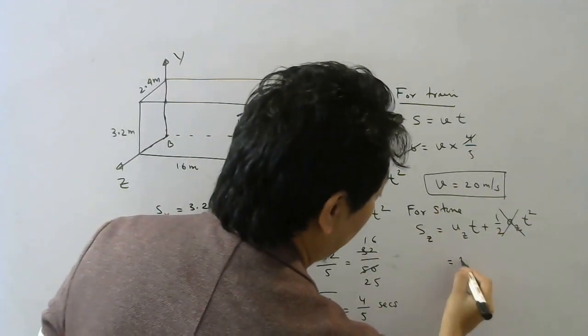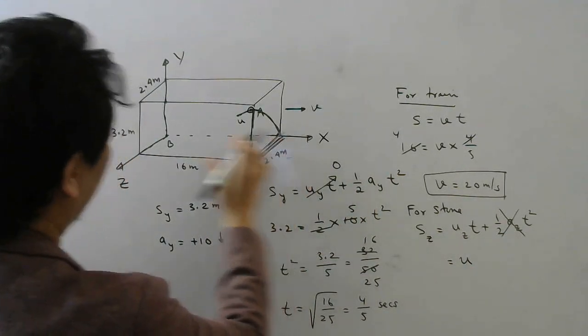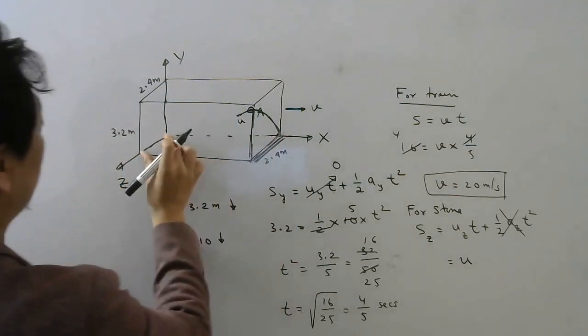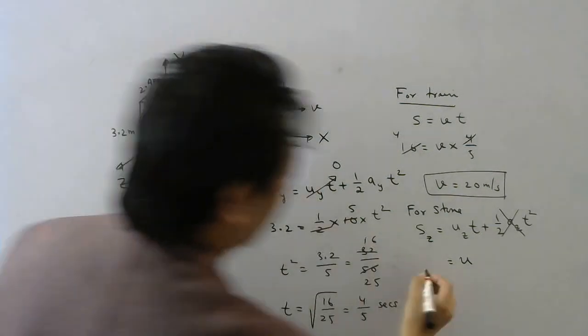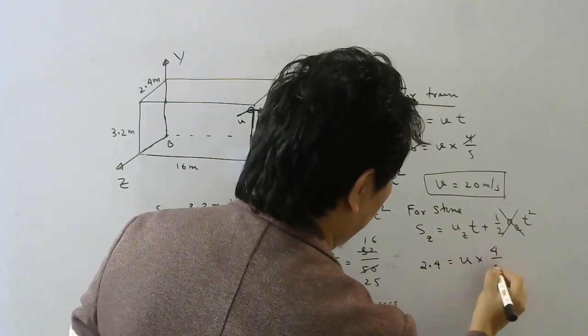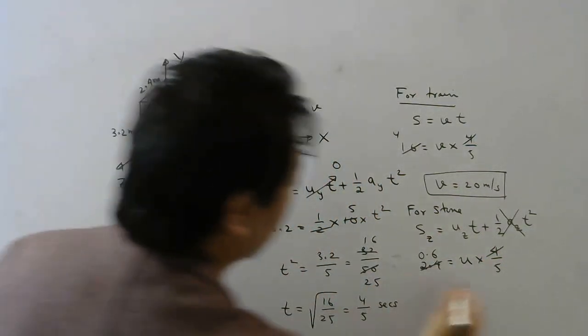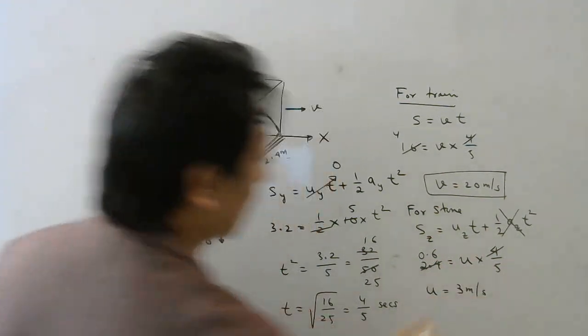So that itself we have to calculate, right? And your displacement parallel to z-axis by the time it reaches the ground is 2.4, isn't it? The time taken was 4 by 5. So 4 6s are 24, so 0.6, if you cross multiply, 3 meters per second, right?